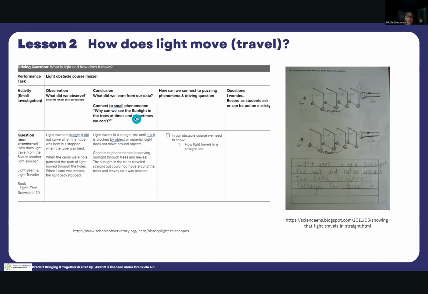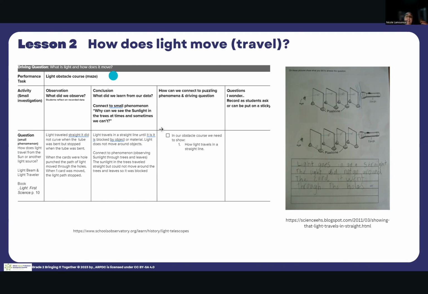How does this help us understand why we can see the sun in the trees at times and sometimes we can't? Okay, so we gave them that. It's not just a provocation. We want to come back and get them answering that as those scientists would. So they should say something like, the sunlight in the trees travels straight, but it could not move around the trees or leaves. So that's why it appears to be blocked. It doesn't really stop either, because light can get absorbed into opaque objects, as we know.